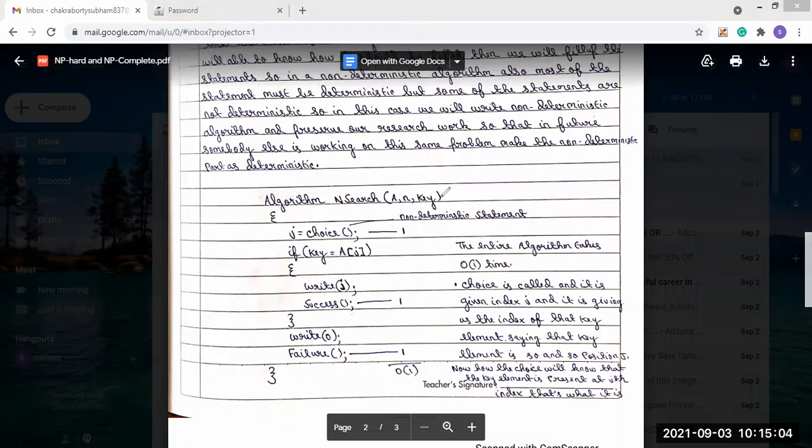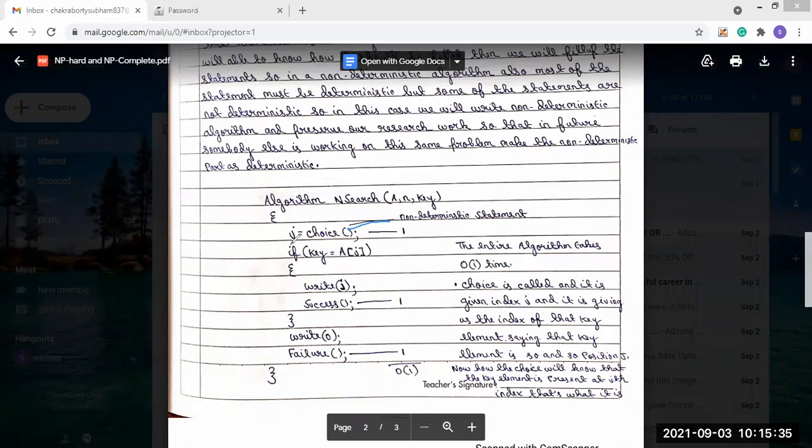Now, why is this a non-deterministic statement? Because we cannot get any particular information from this statement, since we are writing j equal to choice. What will choice do? Choice will find the key element which is present at the jth position. But how will this choice find it? We don't know that.